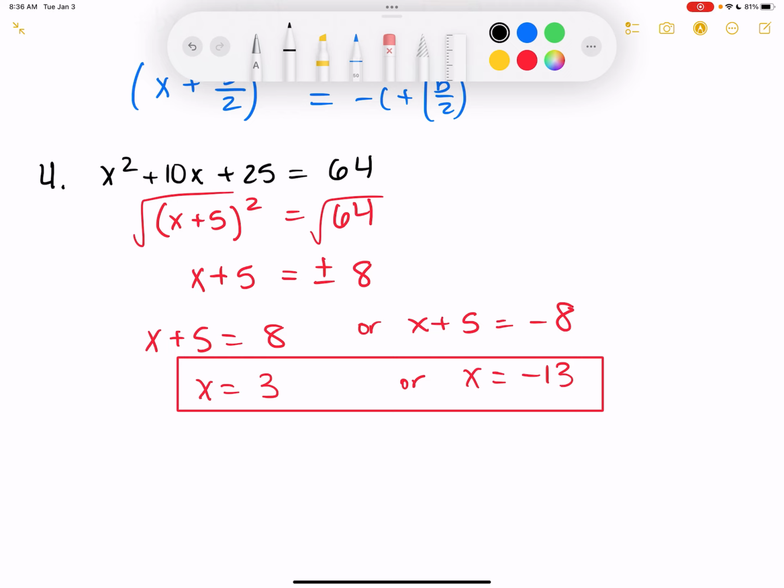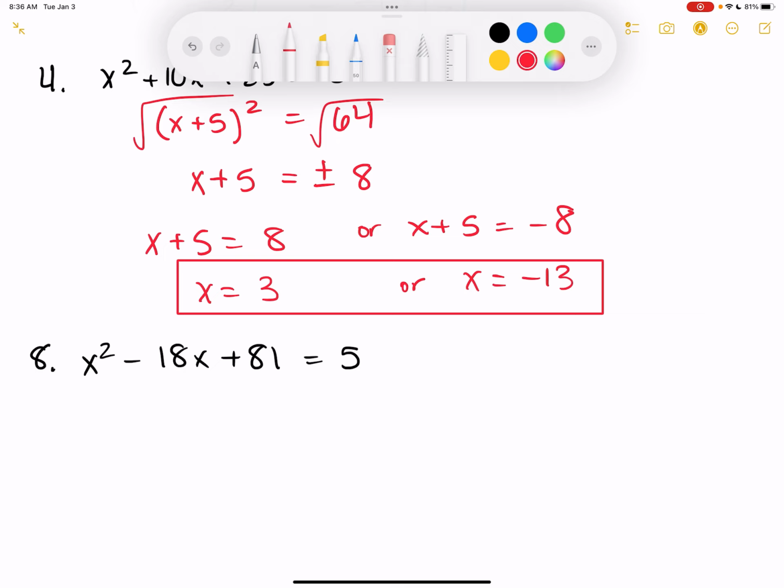Let's do another one like that. Number 8. X squared minus 18x plus 81 equals 5. So what does the left side factor into? X minus 9 squared. X minus 9 squared equals 5. Now what? And what does that give you?